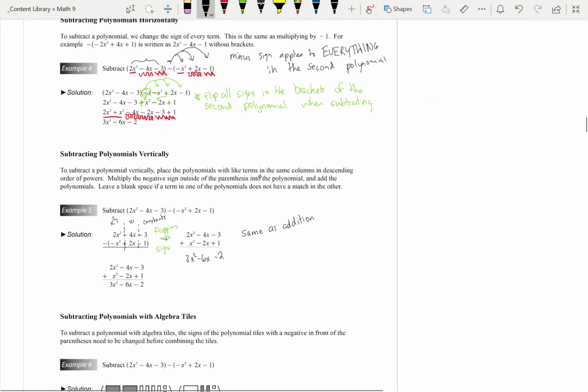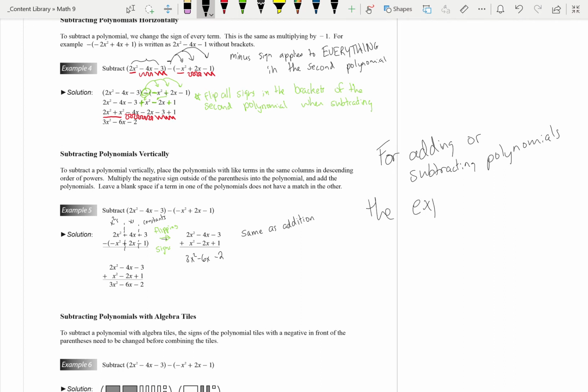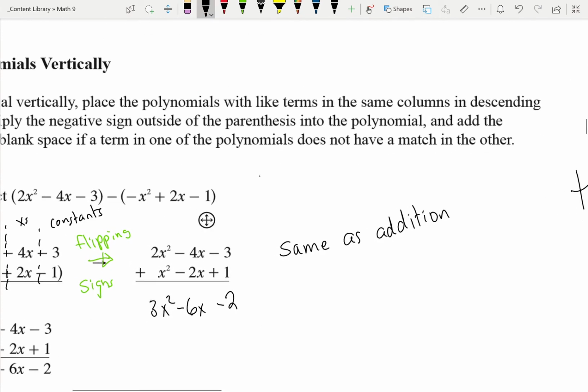One thing to note, for adding or subtracting polynomials, the exponents do not change. That's a really important thing to realize, that when I add my like terms, like when I add my 2x squared and my x squared, it changes the coefficient out front, but it is still an x squared. So keep that in mind.